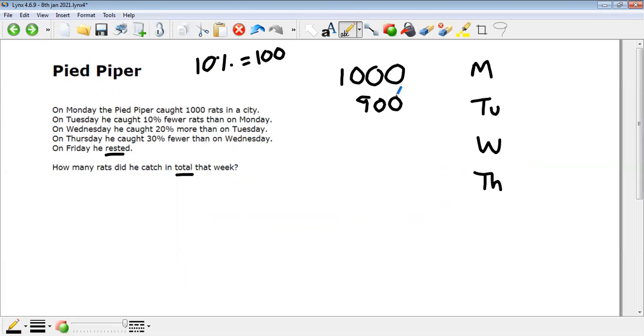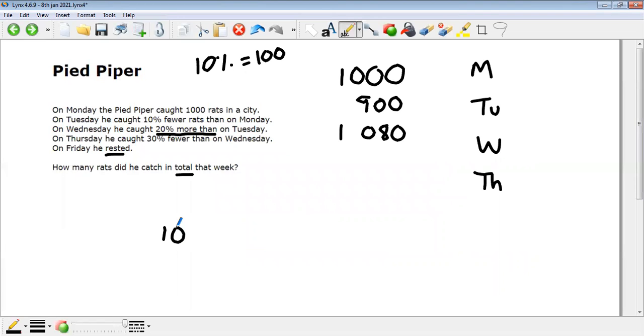And then it says on Wednesday, he caught 20% more than on Tuesday. So we're going to find 20% of Tuesday. 10% of 900 will be 90. Double that is 180 and pop it on, like so. And then on Thursday, he caught 30% fewer than on Wednesday.